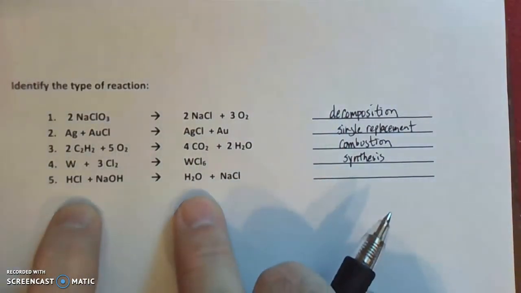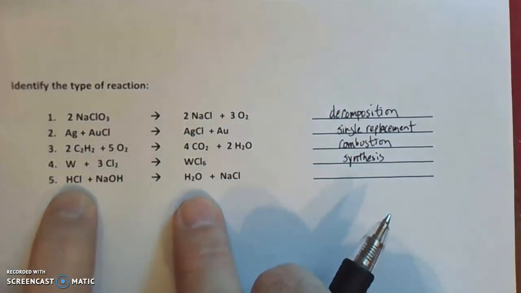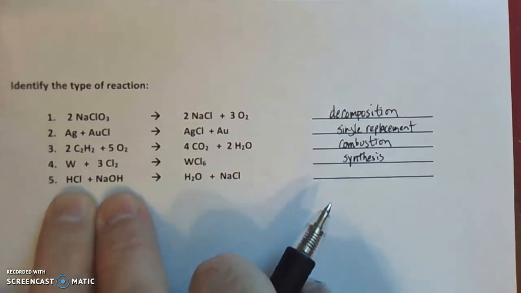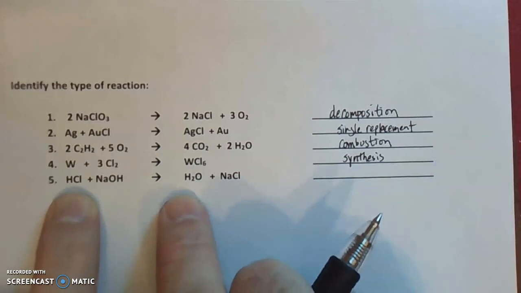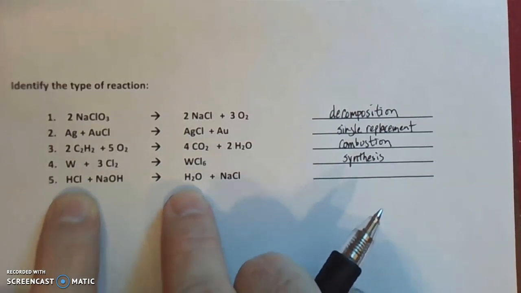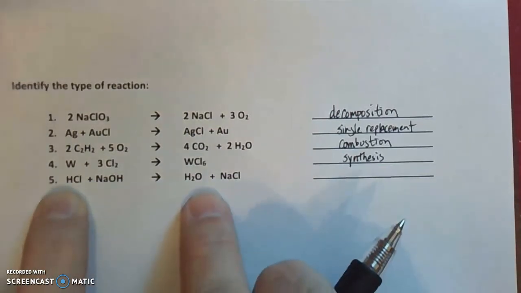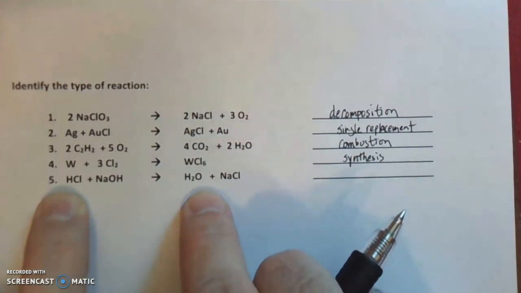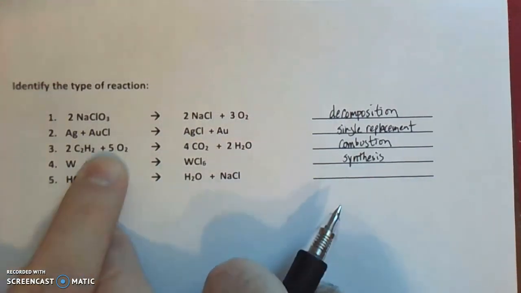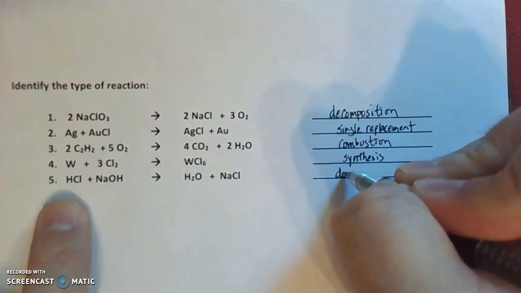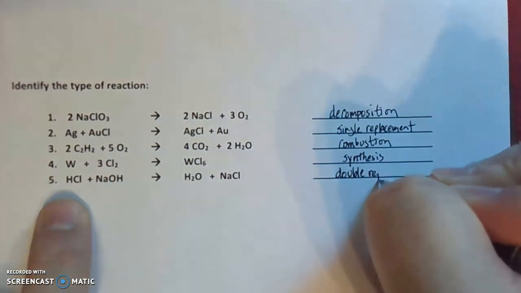And then down here, we have HCl. That's a compound. NaOH, that's another compound. If we look, the H and Na swap places. So now we're going to have Na with Cl and H with OH, which is just another way of writing H2O. So we have two replacements. This is a double replacement.